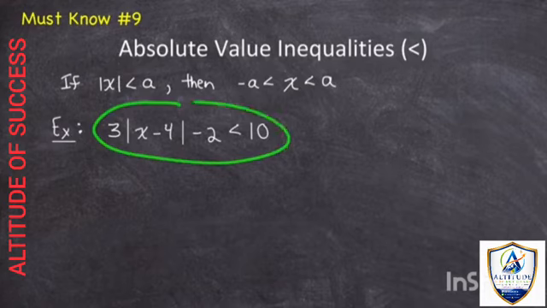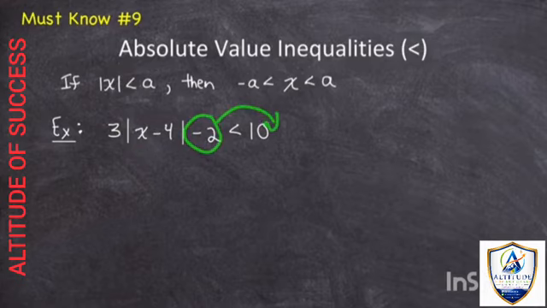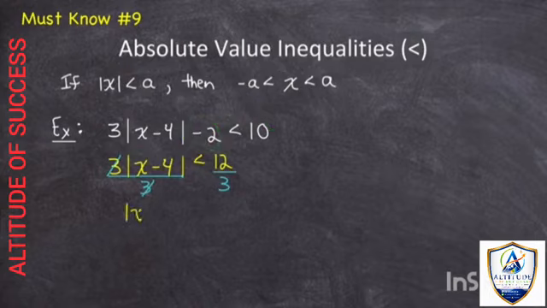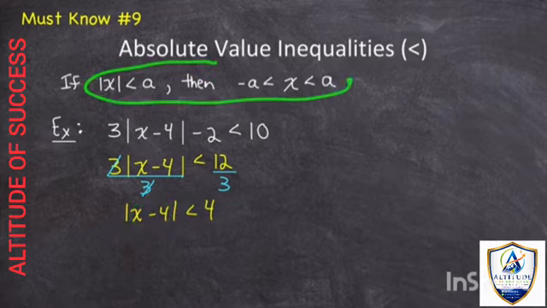For this inequality, we're trying to solve when the left side of this is less than 10. We'll start by isolating the absolute value function by taking this negative 2, moving it to the other side by adding 2, then dividing both sides by 3, giving me the absolute value of x minus 4 is less than 4. And then for the absolute value of x minus 4 to be less than 4, x minus 4 itself would have to be between negative 4 and positive 4. That's what this rule states right up here.